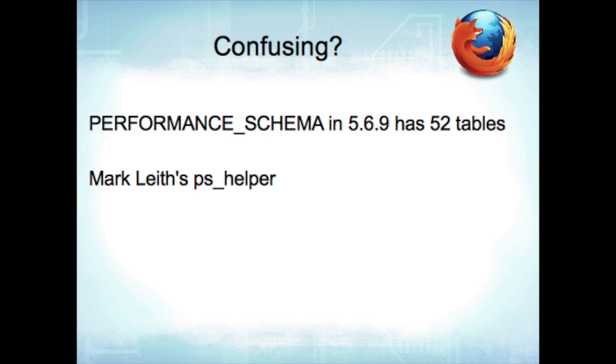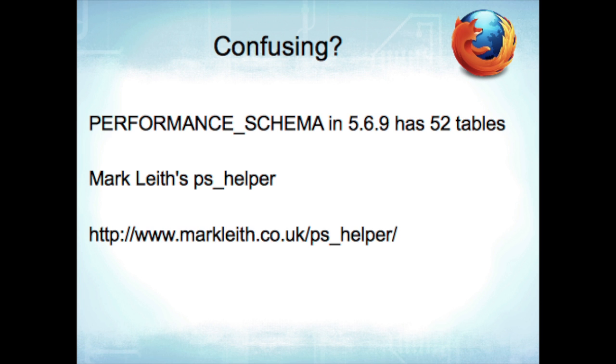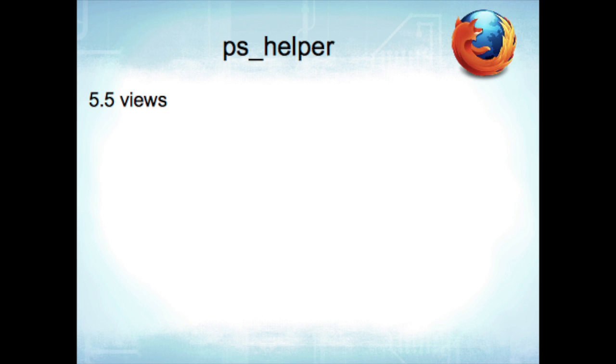Mark Leith has a PS helper, Performance Schema Helper, which is very, very useful. You can download it here. You can also Google search for PS helper and you'll find it. It has views and stored procedures for MySQL 5.5 and 5.6. In 5.5, there are different views for each version because there are different tables in Performance Schema for both.